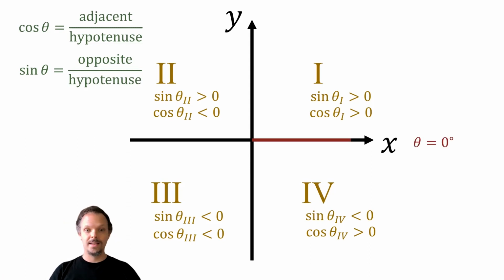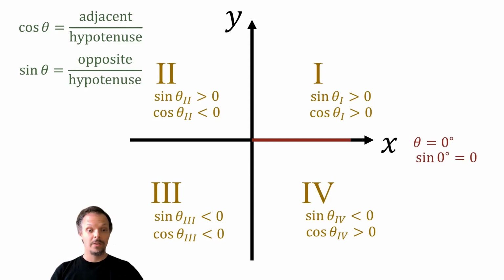The first one is 0 degrees. So if we're looking at 0 degrees, then there is no opposite side. There's no verticality to that triangle. It's a line. So that tells us that the opposite side has length 0. The hypotenuse has some value, it doesn't matter, because 0 over anything is going to be 0. So the sine of 0 degrees is 0.